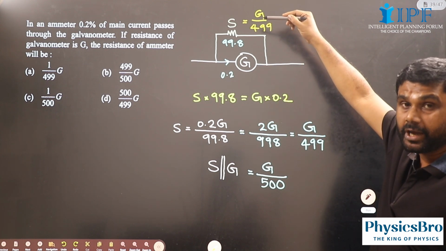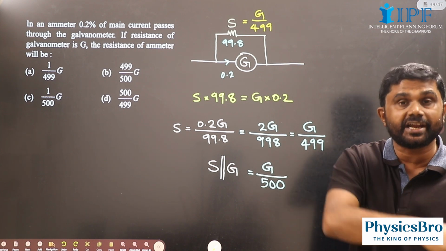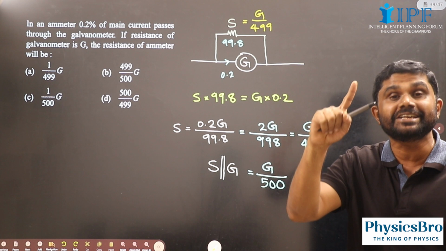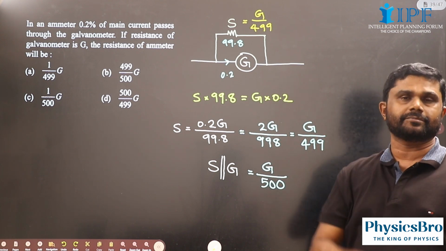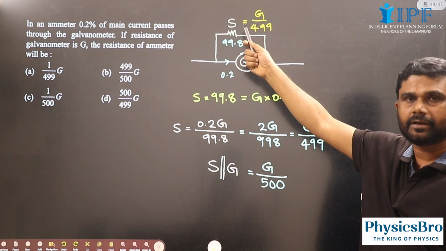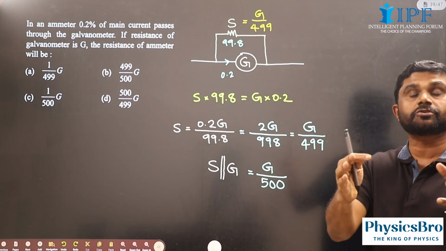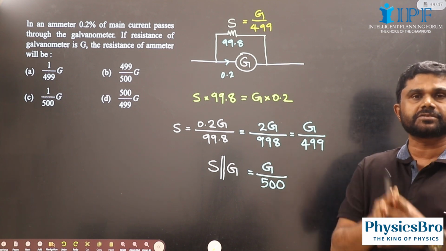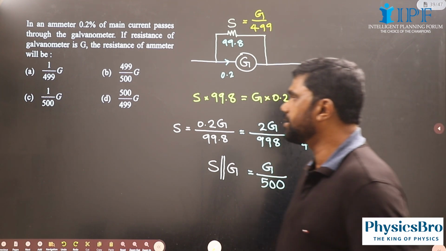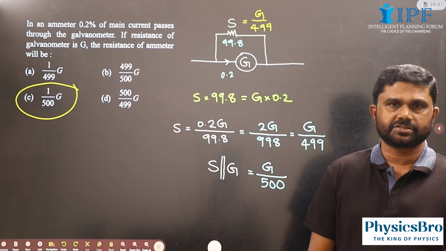As I have told you earlier, it is equivalent to 499 identical resistors, each equal to G, connected in parallel. So here we have 499 G connected in parallel, and it is connected in parallel to another G. So altogether 500 identical resistors equal to G are connected in parallel. So it will be G by 500. This will be the effective resistance.